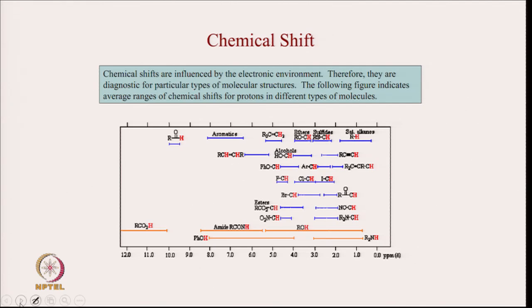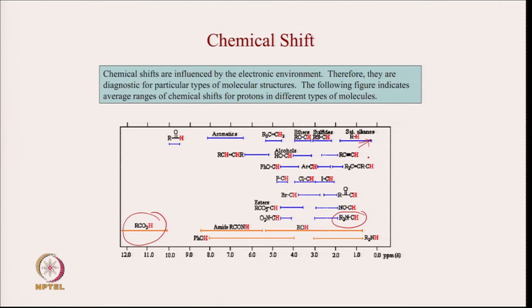And this is a typical chemical shift value of some of the groups. So, RCO2H has highest chemical shift, whereas you can see that these amine values, CHRNR2, are going to have lowest chemical shift value. Saturated alkanes have lowest chemical shift value.